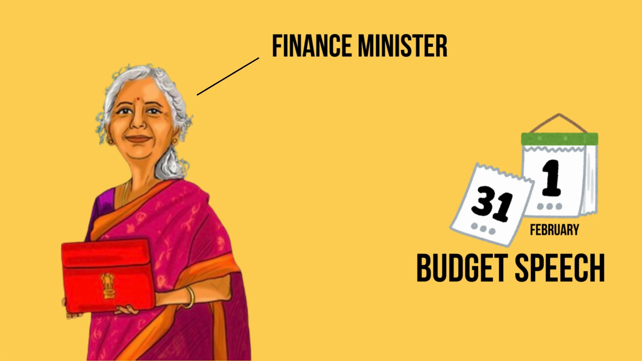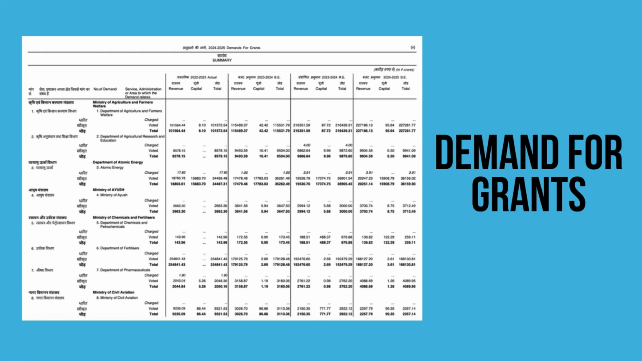Usually, the speech is made on 1st February of every year. This time, budget for the newly elected government was presented in July. Step 2. At the same time, the demand for grants of all ministries and departments are tabled. As the name suggests, these are the grants or the money that each ministry demands for their own schemes.